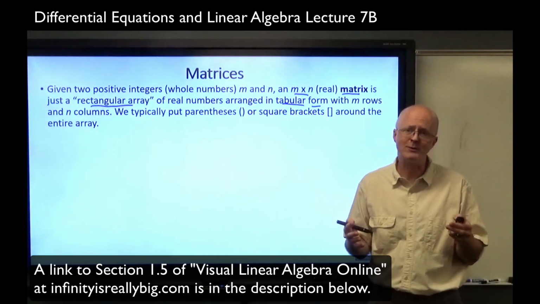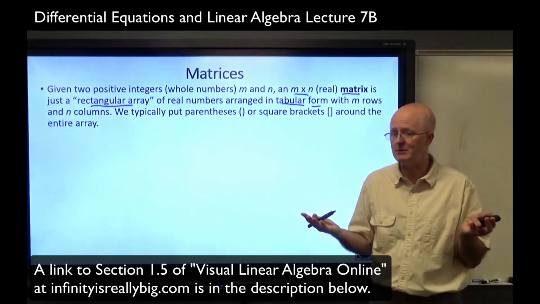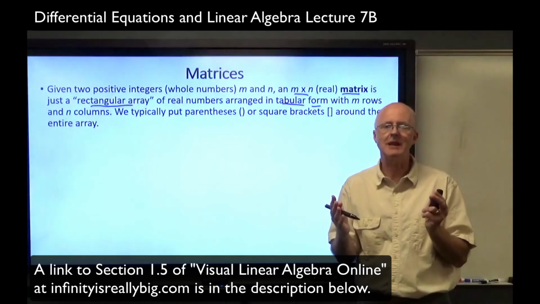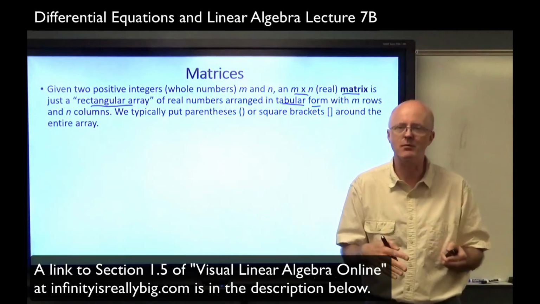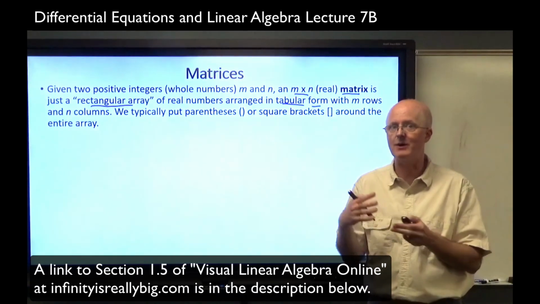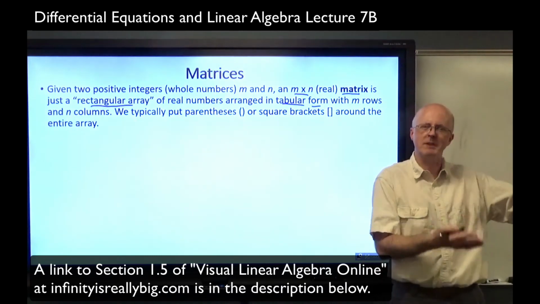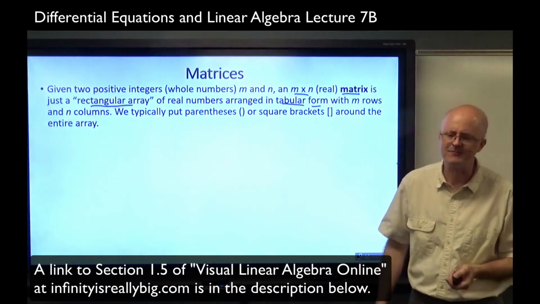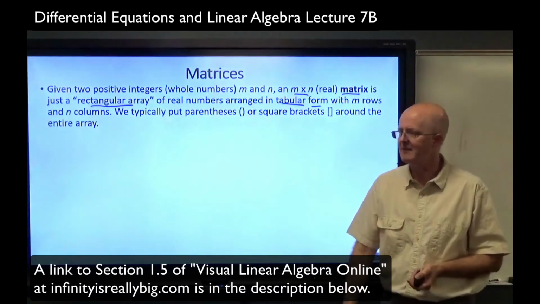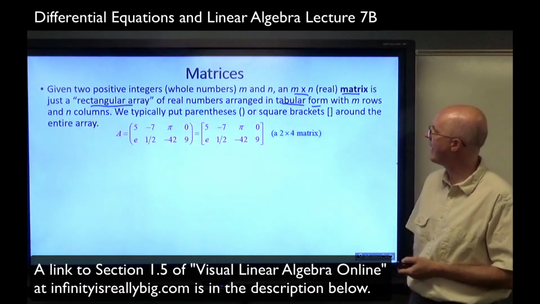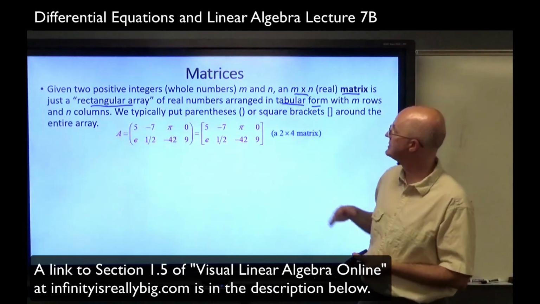I will use both notations. That'll be a little bit confusing. I'll typically use the parentheses notation for smaller matrices, and especially when we're talking about differential equations, because that's what our textbook for differential equations does. And I might use the square brackets more for bigger matrices, because I just think it looks better. But either notation can be used. The important thing is that it's an array. In this case, we're looking at a 2 by 4 matrix, 2 rows and 4 columns.